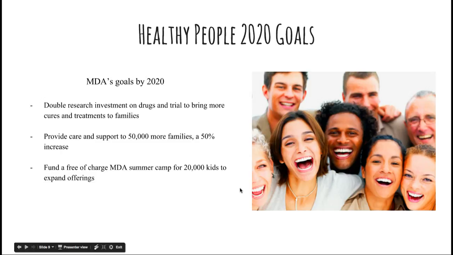So, lastly, I want to leave you with the Healthy People 2020 goals. The MDA says the goals for 2020 are to double research investment on drugs and trials to bring more cures and treatments to families, provide care and support to 50,000 more families, a 50% increase, and lastly, fund a free of charge MDA summer camp for 20,000 kids to expand offerings.